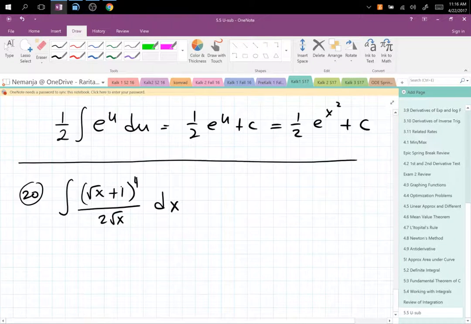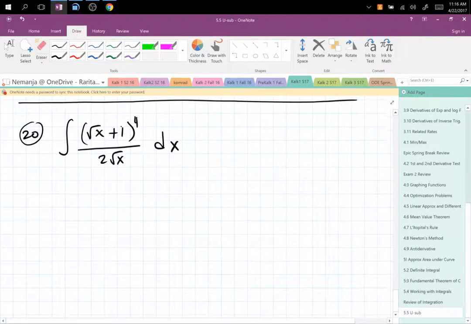So what do I do for the problem below? Think about it for a second. Is that a 4? Yeah, that's a 4.